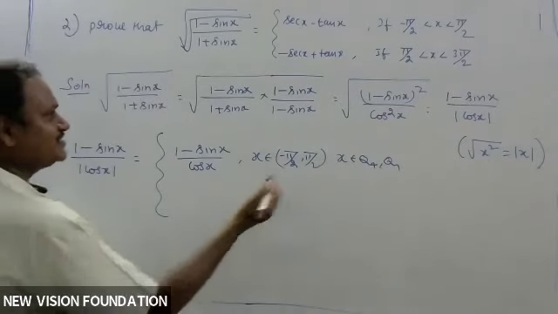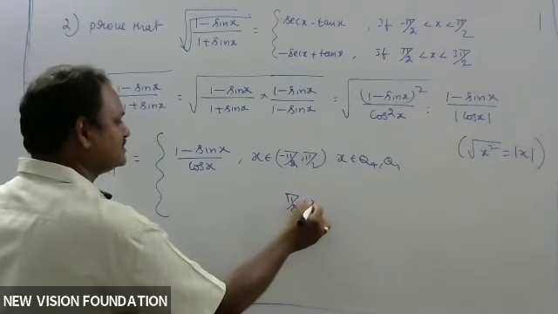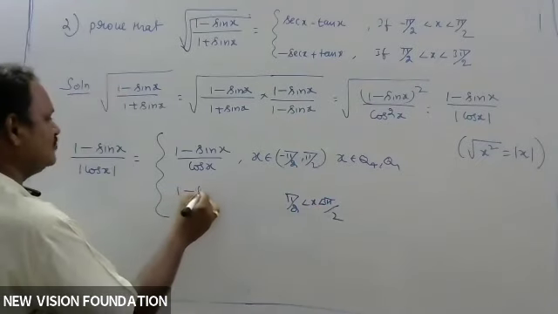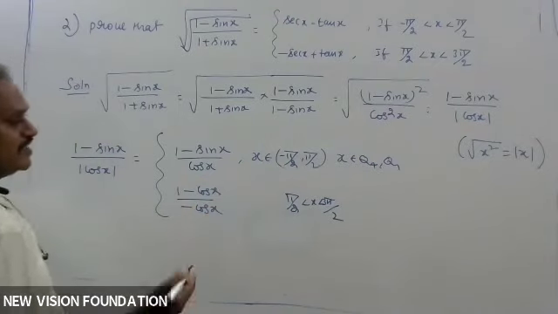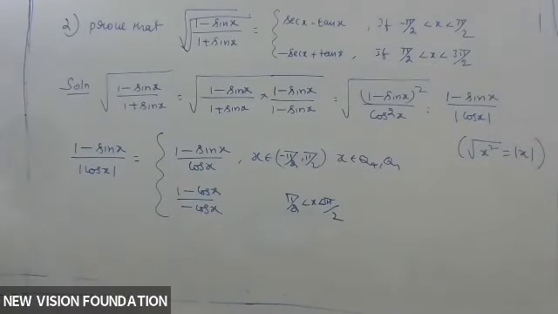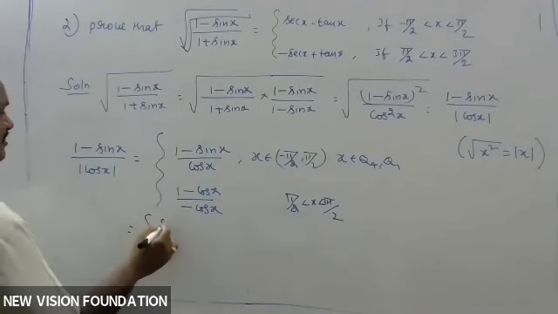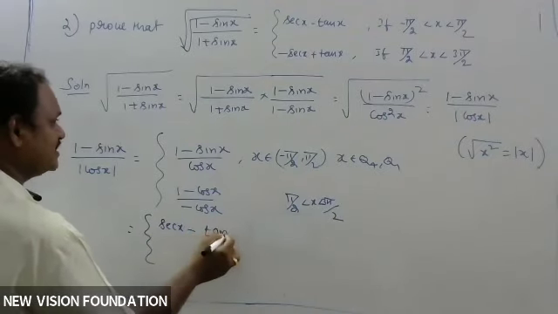And when pi by 2 less than x less than 3 pi by 2, we have 1 minus sin x by minus cos x. Therefore, within these angles, our problem is equal to 1 by cos x, which becomes secant x, minus sin x by cos x, which becomes tan x.